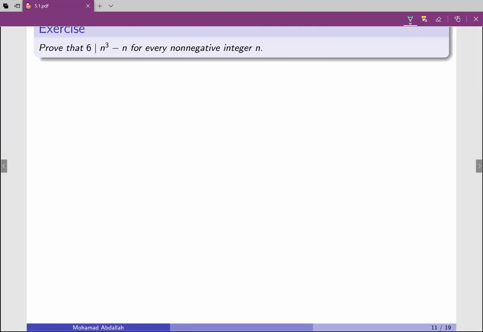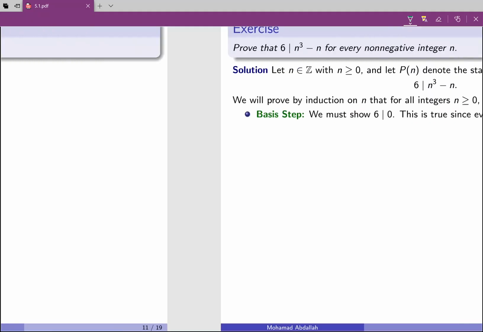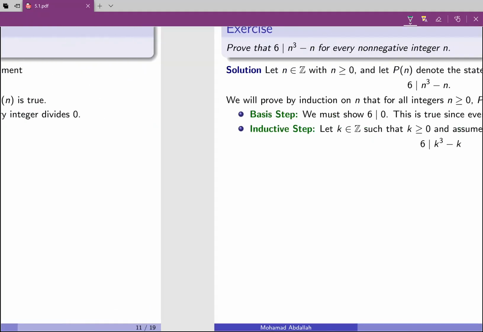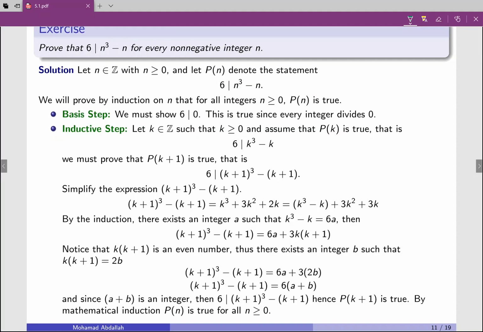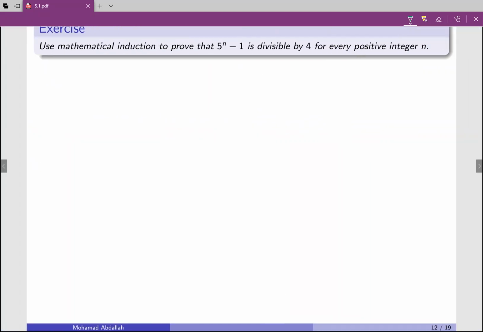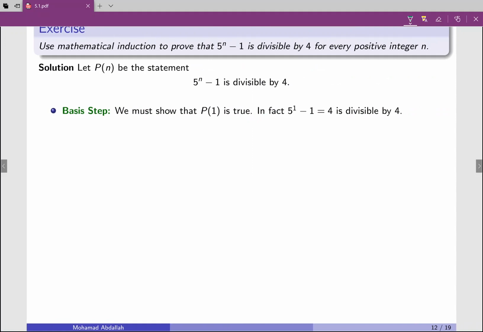Let's do another example. This is similar to the previous one, so I will not go over it, but you can just read this solution on the slides. I recommend you try it before you look at the solution. It's very similar to the problem we just did. Another divisibility problem. I want to show that 5 to the power n minus 1 is divisible by 4. I'm showing you this because the trick is different than the previous one.